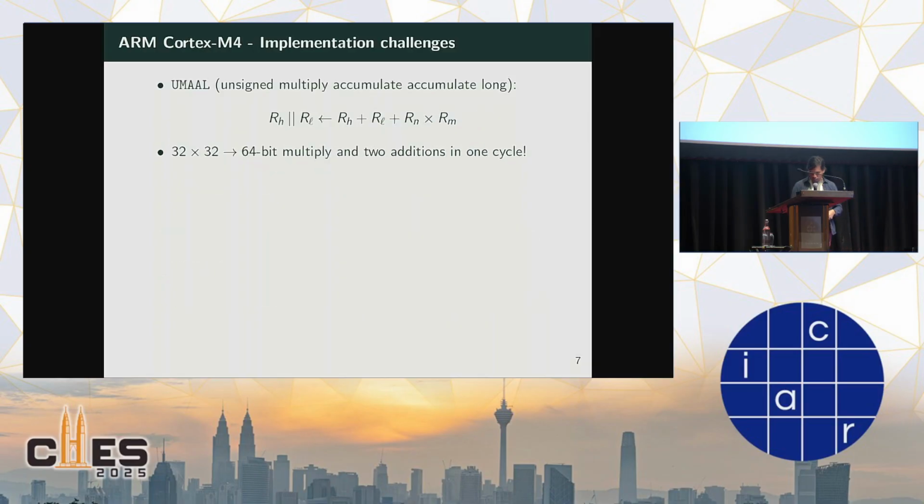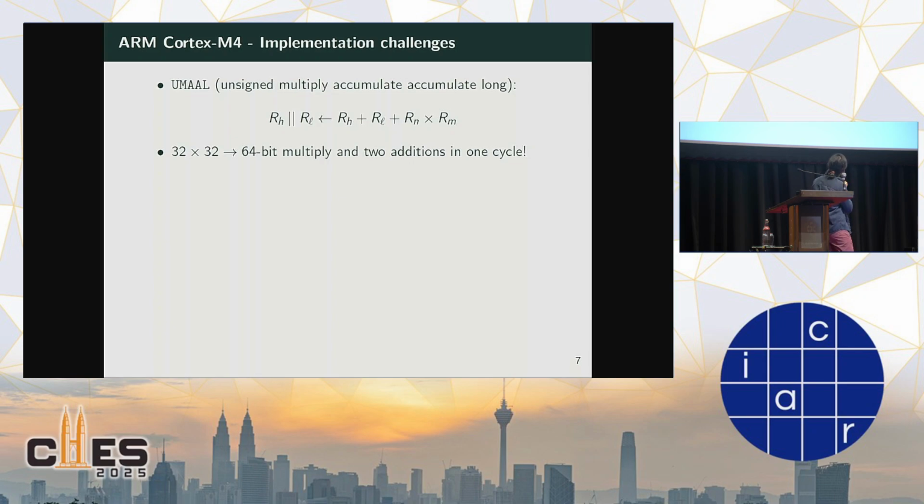Now, when we decided to focus on creating a generator of code for finite field arithmetic targeting the Cortex-M4, we found some challenges. This is not a challenge, of course. This is just one of, if not the only, instruction that is relevant for our use case, which is the UMAAL instruction. It stands for unsigned multiply accumulate long. And it computes this thing that you see here.